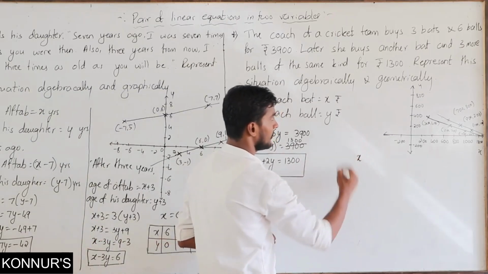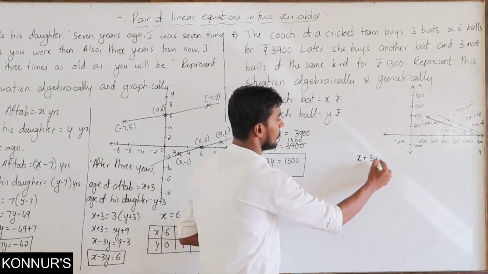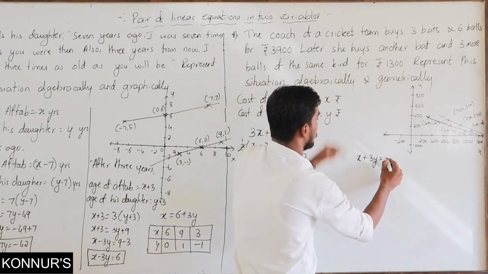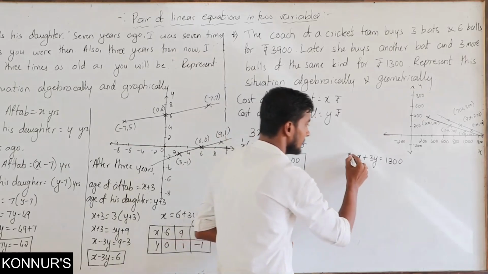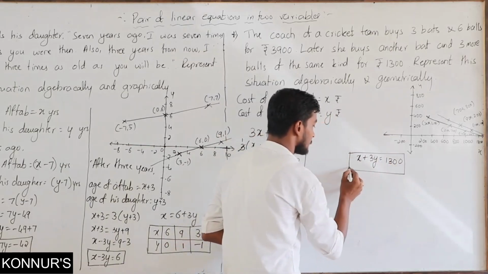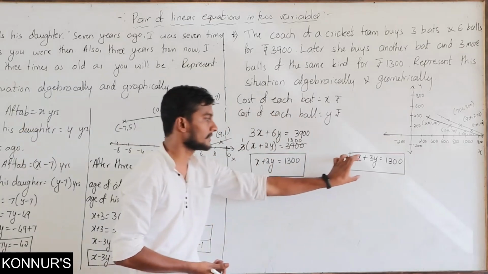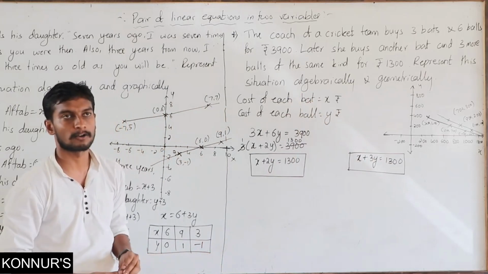X, 1 bat means 1 into x is x, plus 3 balls, 3y. Is equal to how much cost they have given? 1,300 rupees. This is again a second equation. Here it is not possible to simplify. So the second equation is x plus 3y is equal to 1,300 rupees.